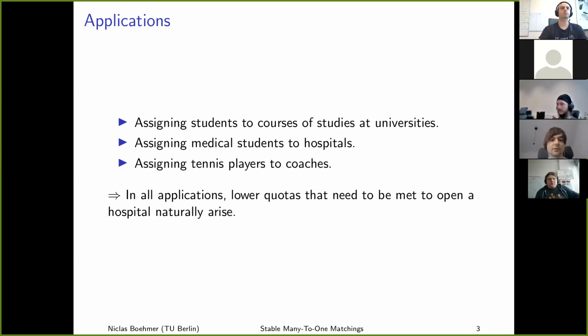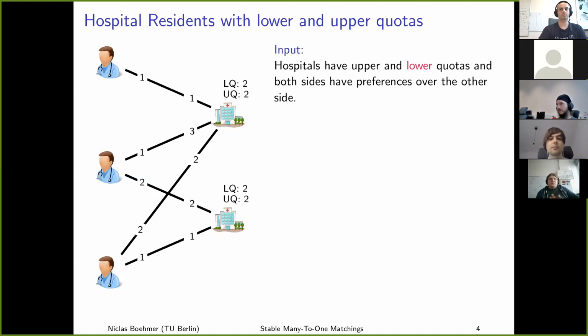Okay, and this idea of lower quotas has been incorporated into the hospital residence problem in a previous paper that I will reference in the related work section that will come soon. But let's first of all introduce the model. We now speak of the hospital residence problem with lower and upper quotas. The only thing that changed here now is that each hospital also has a lower quota.